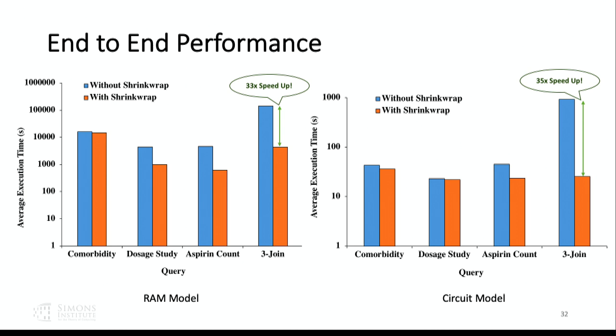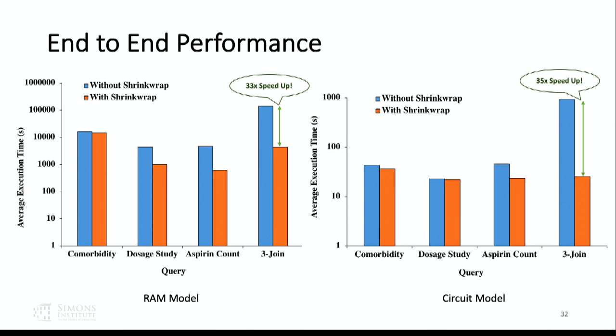First, I'm going to talk about end-to-end performance, both with and without ShrinkWrap. Without ShrinkWrap is just the pure SMC case, and with ShrinkWrap is with our differentially private sizes. On the bottom are a couple of different queries from our workload, and two different SMC protocols. You can see it's dependent on the type of query how much of a speedup you get.